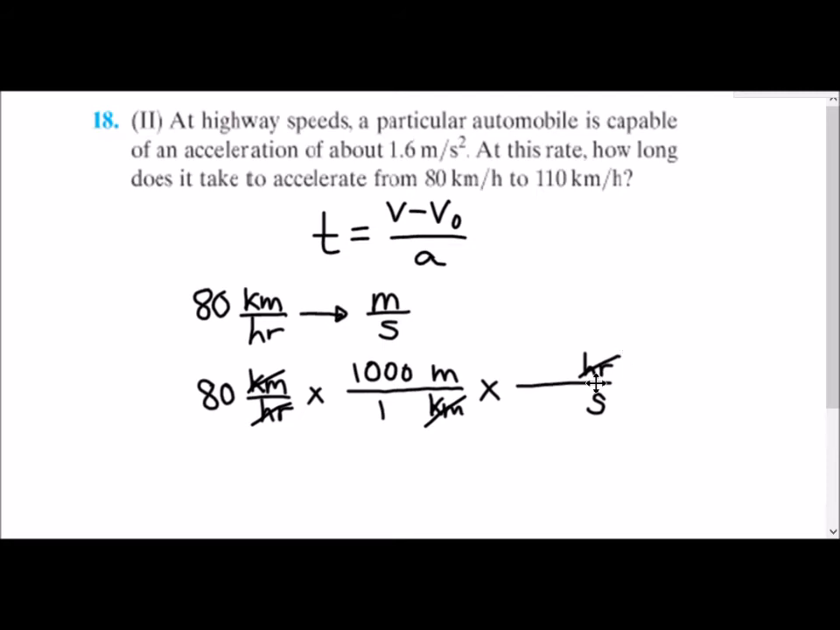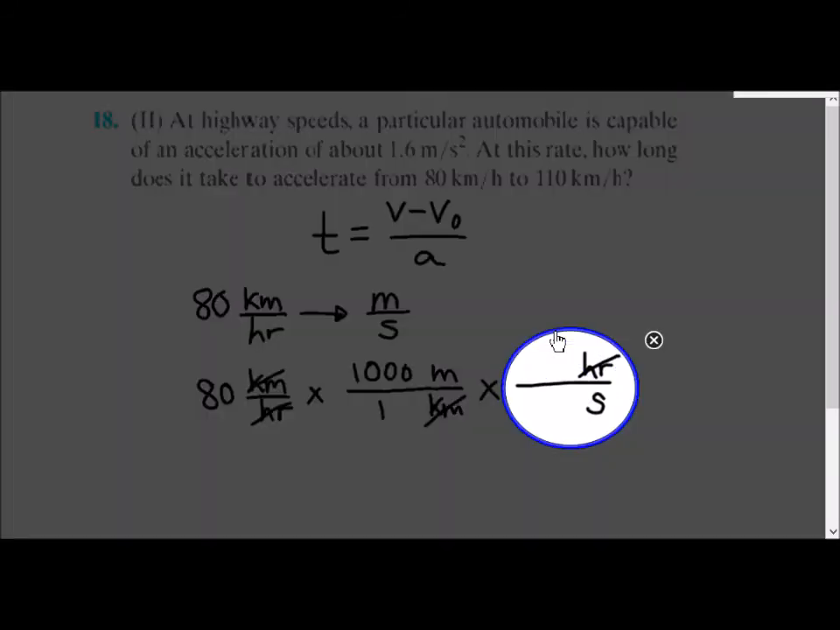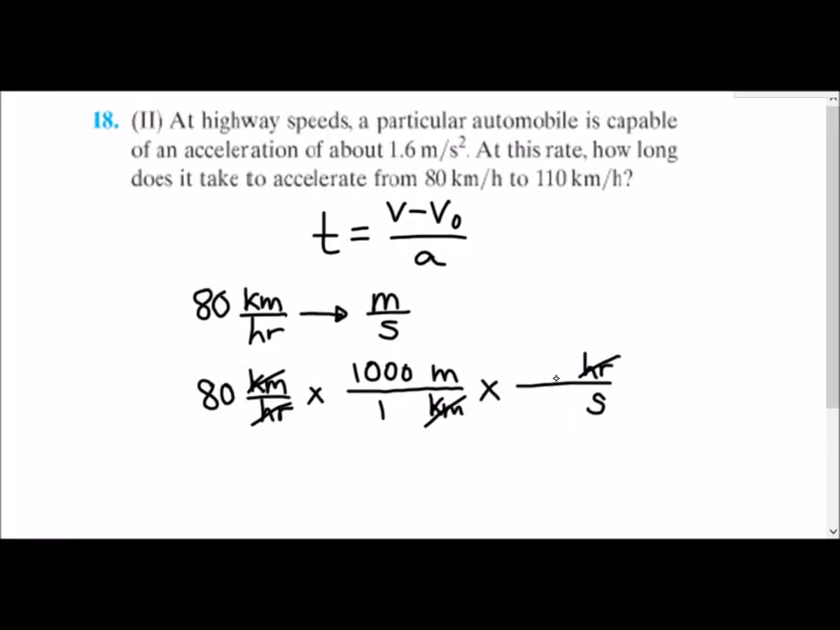Now, I need to know an equivalent relationship between hours and seconds if I want to use this as an actual unit conversion. This is one of those you're probably just going to need to memorize because we use it all the time in physics. Think about this. In 1 hour, there are 60 minutes, and in 1 minute, there are 60 seconds. What that really means is that in 1 hour, there are 3,600 seconds. That's a conversion you probably want to remember because we use it all the time.